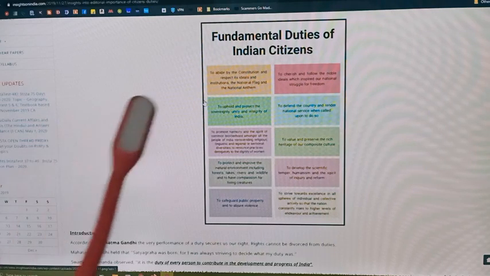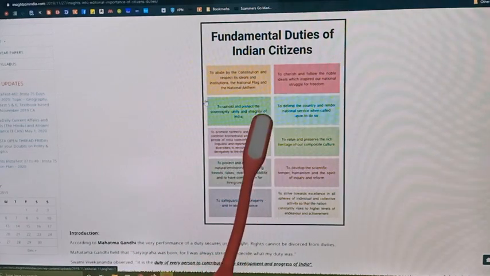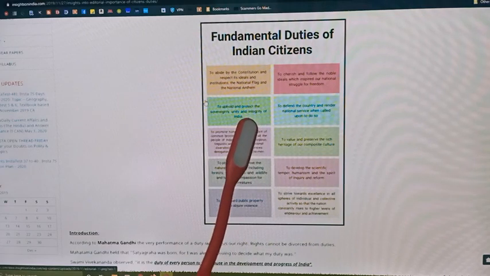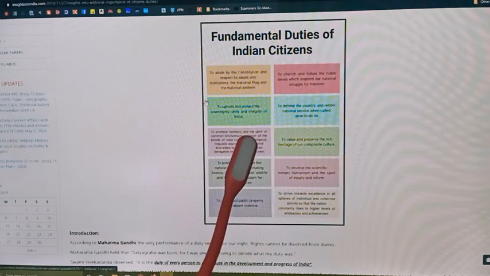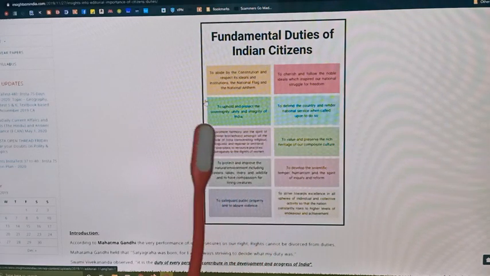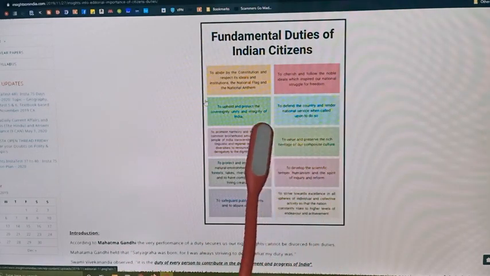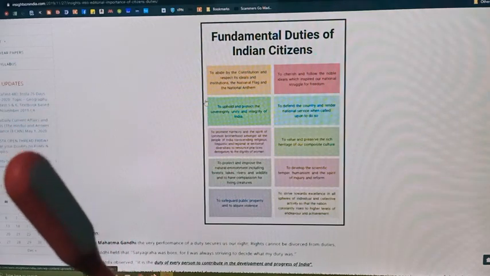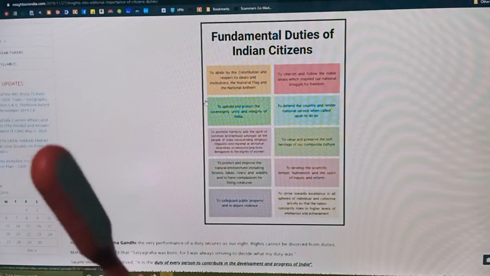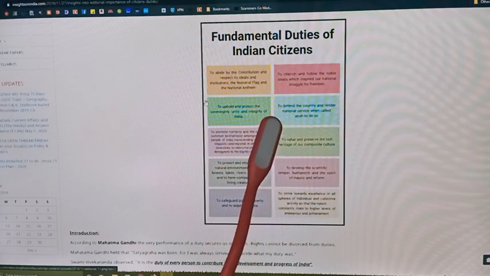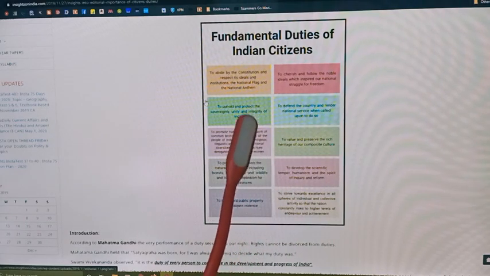What are the duties? To abide by the constitution and respect its ideals, institutions, the national flag, and the national anthem. So we are getting so much, but in return we have to be more responsible citizens, and these duties are for us to do.